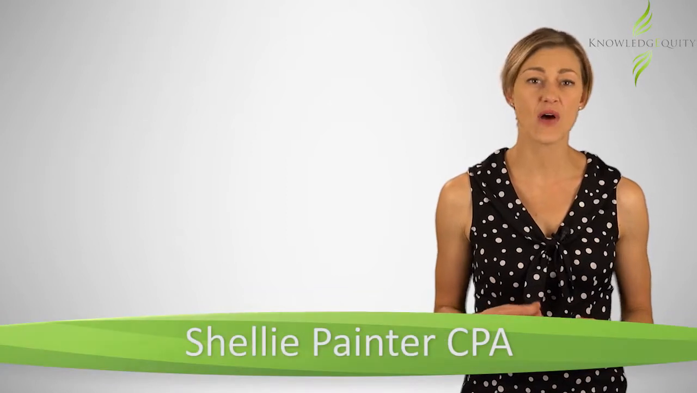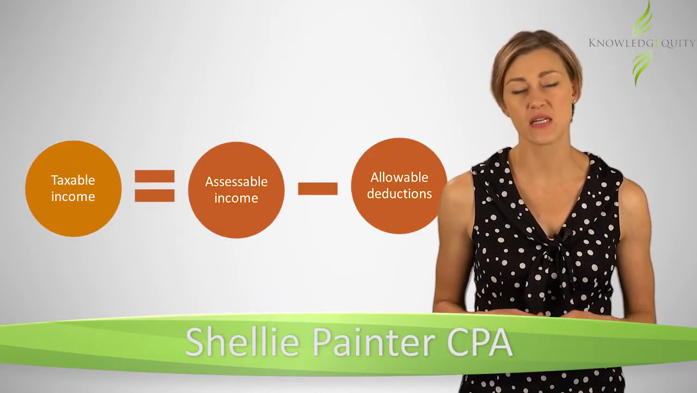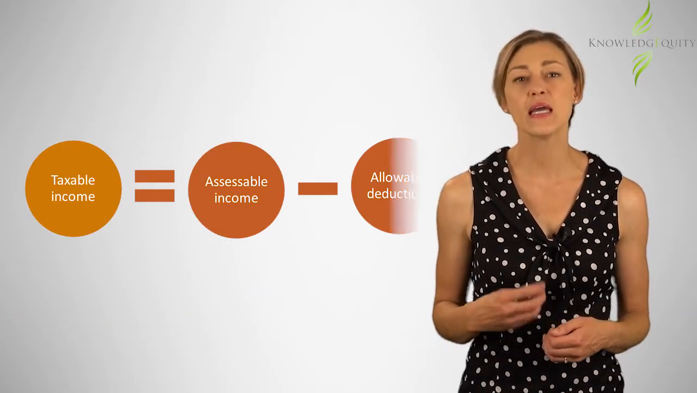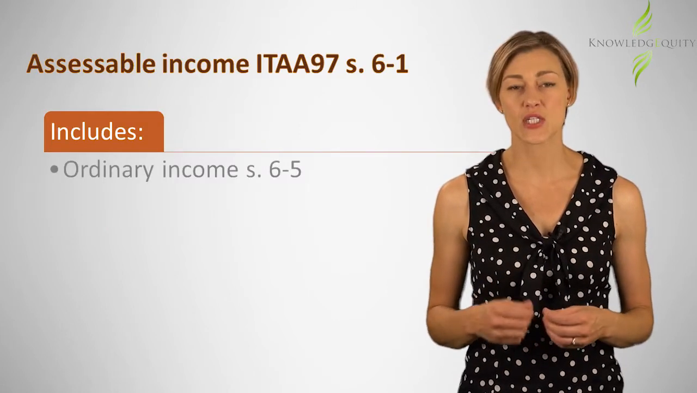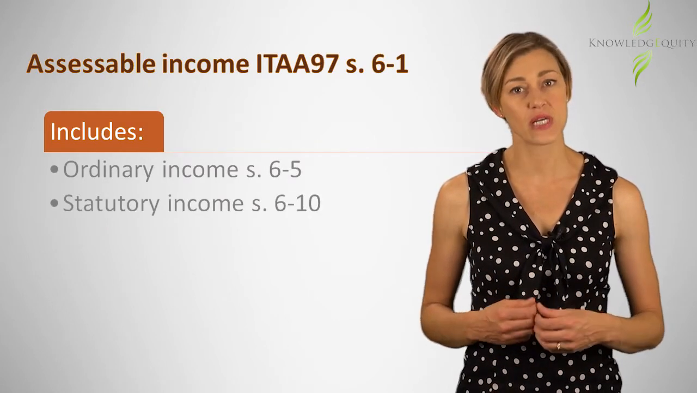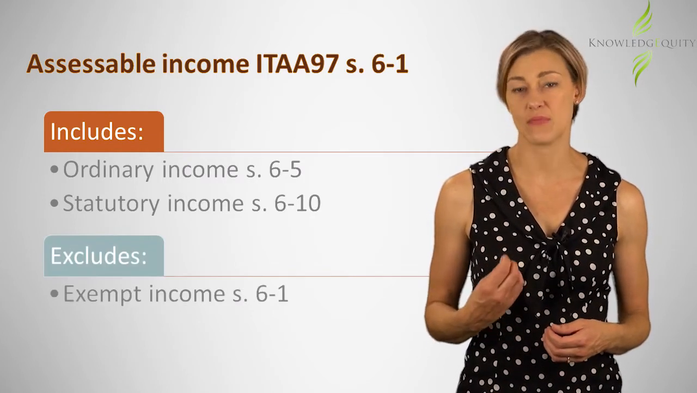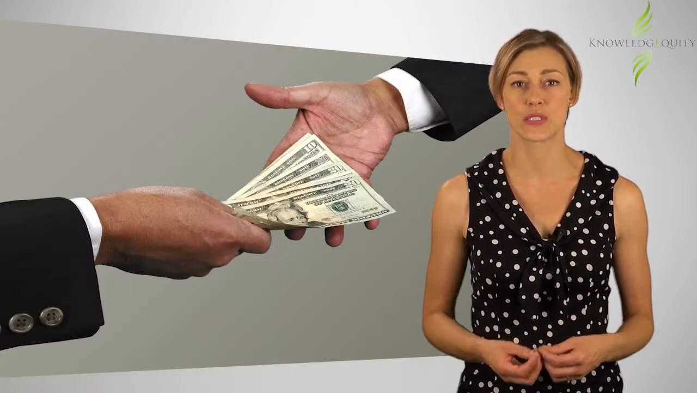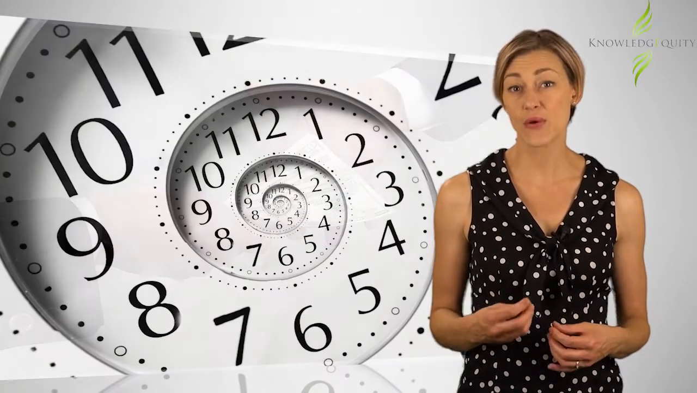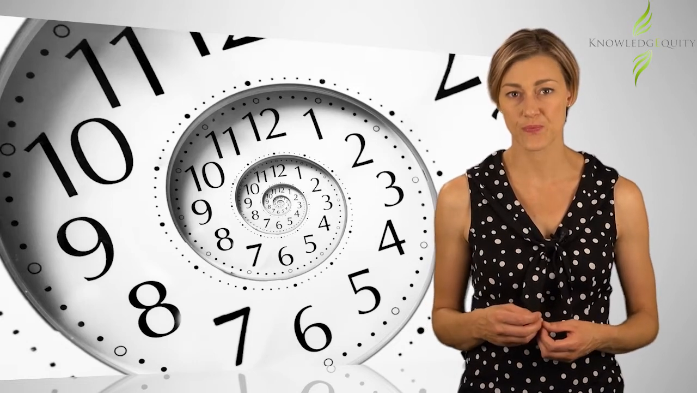Assessable income, as defined in Section 6-1 of the 1997 Income Tax Assessment Act, includes ordinary income per Section 6-5 and statutory income per Section 6-10, but it excludes any exempt income. One characteristic that can help you identify ordinary income is that ordinary income is often connected with a source, and it will usually involve a flow of cash from that source. Alternatively, periodic receipts may take on the nature of income based on their circumstances.